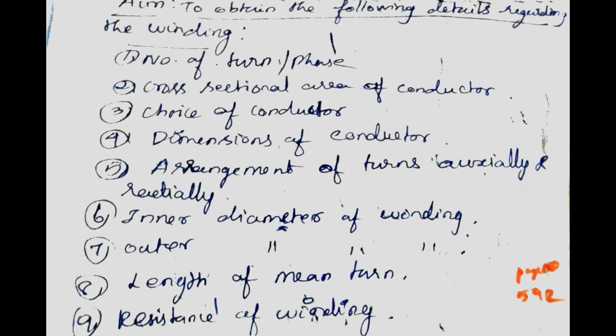The aim is to obtain the following details regarding the winding. First, number of turns per phase. Second, cross-sectional areas of conductors. Third, choice of conductors. Fourth, dimensions of conductor. Fifth, arrangement of turns axially and radially. Sixth, inner diameter of winding. Seventh, outer diameter of winding. Eighth, length of mean turn. Ninth, resistance of winding.